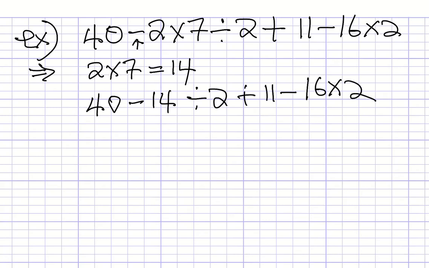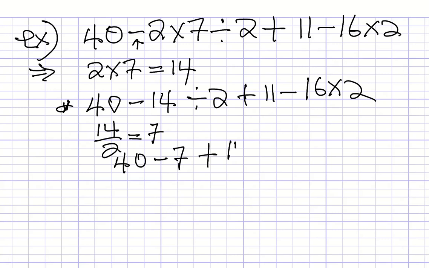And then you keep going doing the same thing left to right. You're not going to do the subtraction first. Going from left to right, you see division. You do division first. Okay? 14 divided by 2, you get 7, right? And you rewrite this again. 40 minus 7 plus 11 minus 16 times 2.